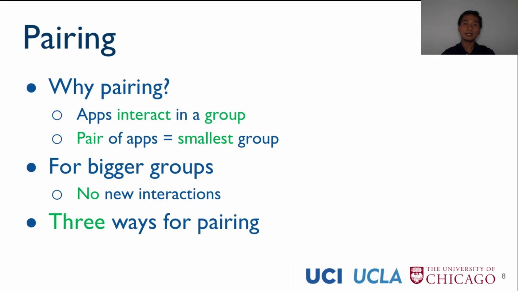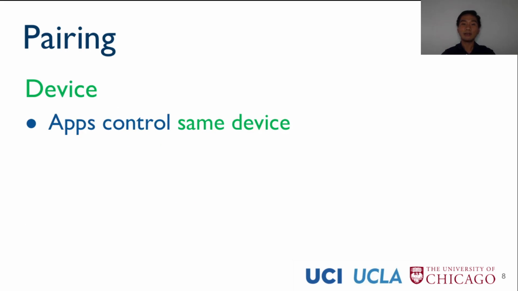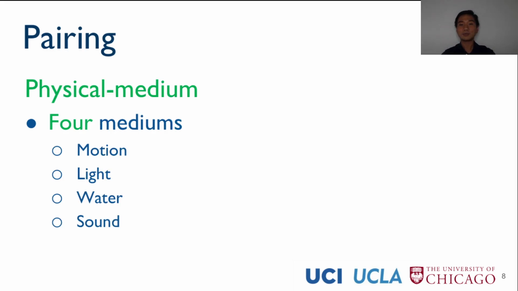There are 3 ways that apps can interact, so we examine pairs for each of these interaction mechanisms. First, we can pair apps that control the same device. We collect all such pairs in a group called the device group. For example, a pair of apps that control the door lock. Second, we can pair apps that interact through the same medium. We collect all such pairs in a group called the physical medium group.